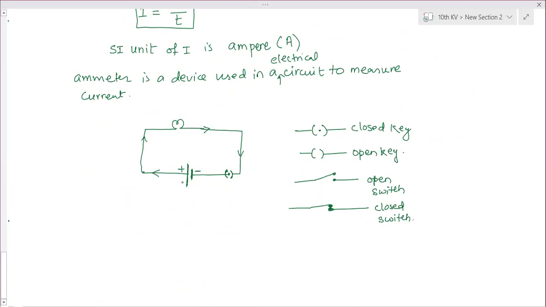So why is the direction of current taken opposite to electrons? We know that current is flowing because electrons are flowing, and electrons are moving from negative to positive. But we are considering the direction of current from positive to negative. Why are we doing that?